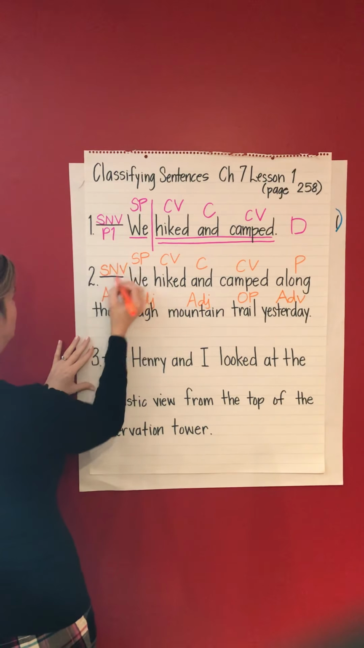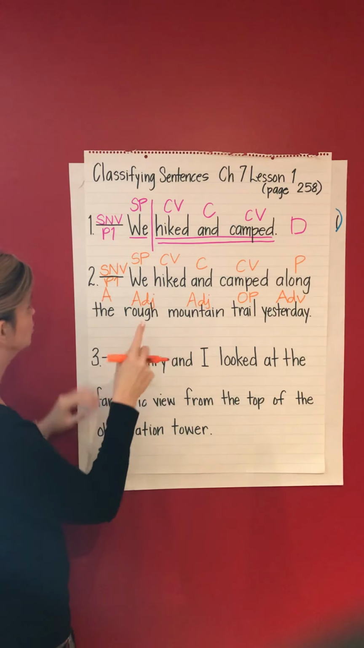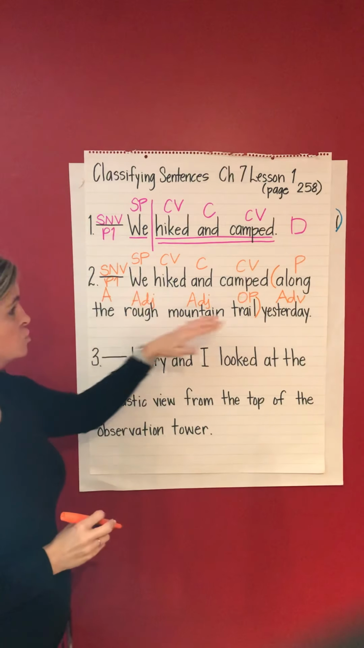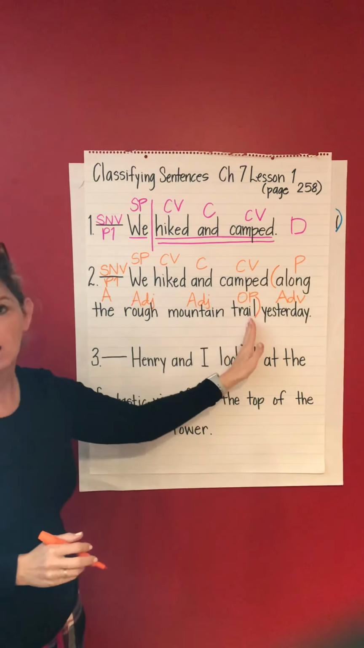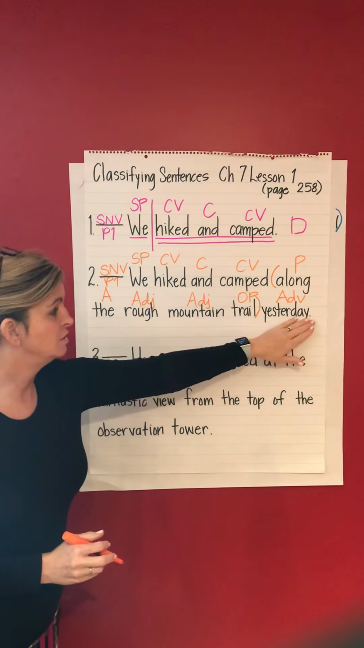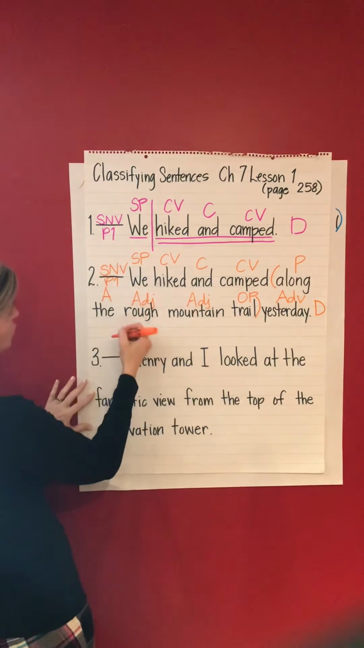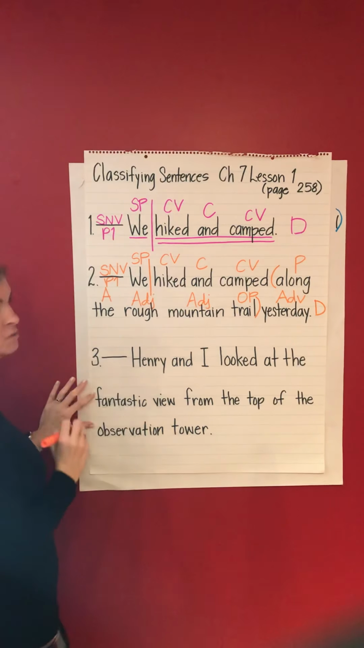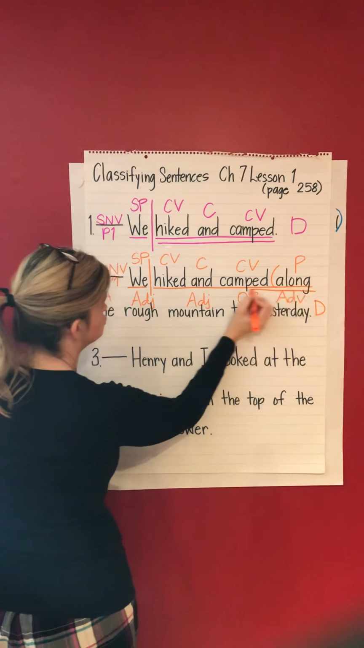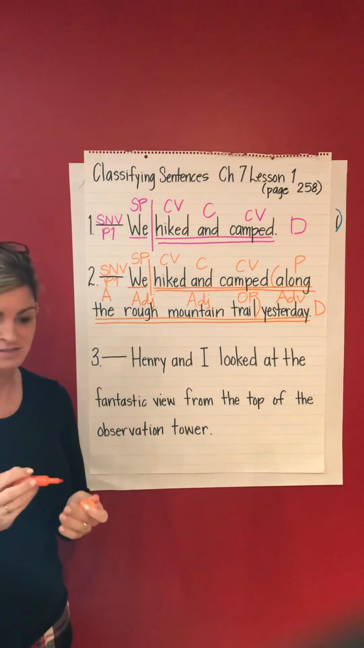Subject, noun, verb, pattern 1. Skill check. Along the rough mountain trail. Prepositional phrase. Remember, your prepositional phrase is going to start with your preposition and end with your object of the preposition, okay? Period, statement, declarative sentence. Go back to the verb, divide the complete subject from the complete predicate. Underline the complete subject once and the complete predicate twice. So that's what sentence number 2 looks like.